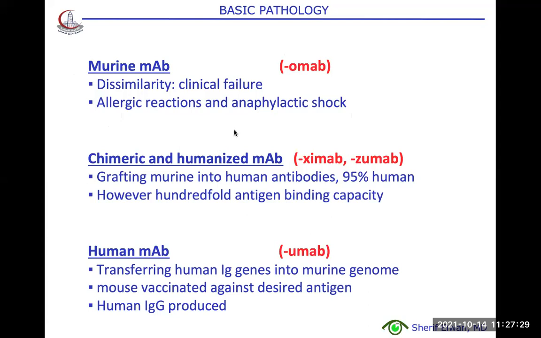And when they come from human only, they have the suffix UMAB. This is transferring human Ig genes into murine genome, mouse vaccinated against desired antigen, and human IgG produced. When they are chimeric, that is a combination of an animal and human, like a chimera, which is the fictional monster, they are given the suffix XIMAB or ZUMAB. Let's say that again.